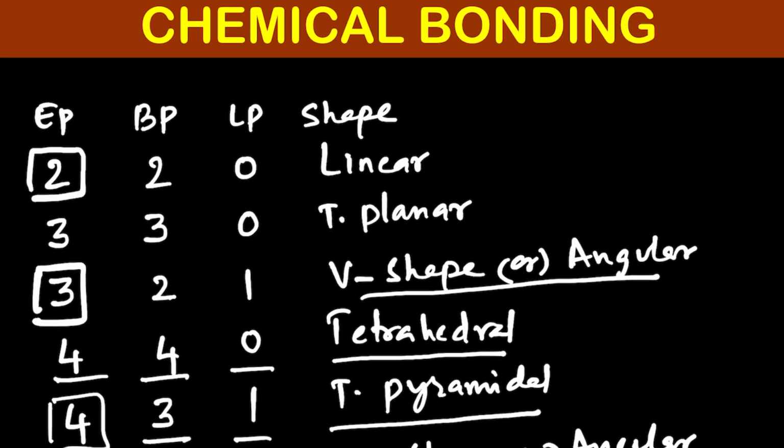Go to the tabular column. What does the tabular column state? 3 electron pairs, 3 bond pairs, 0 lone pairs. The shape is trigonal planar.